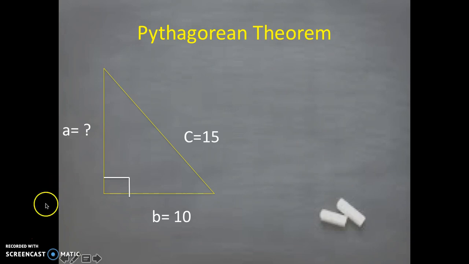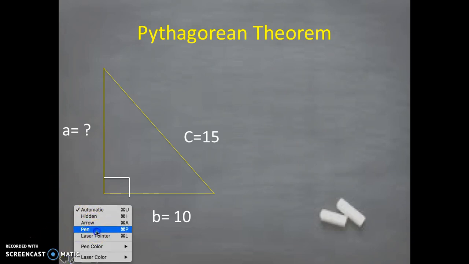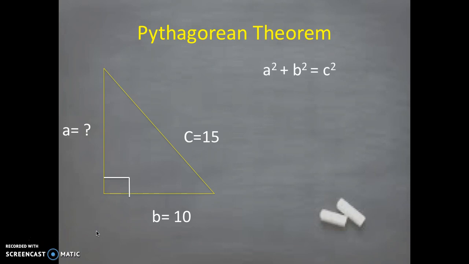Right, so for another example, we won't always have to find c. Sometimes the missing value is a or b. So let's take a look at this. Once again, write down a squared plus b squared equals c squared, and plug in the numbers just like we did before. So a squared plus b is 10, 10 squared, is equal to c is 15, 15 squared. A squared, we don't know what that value is. 10 squared is 100, is equal to, and 15 squared is 225.